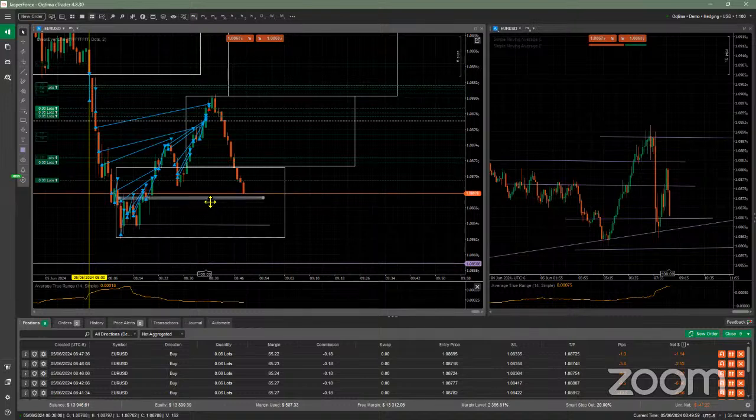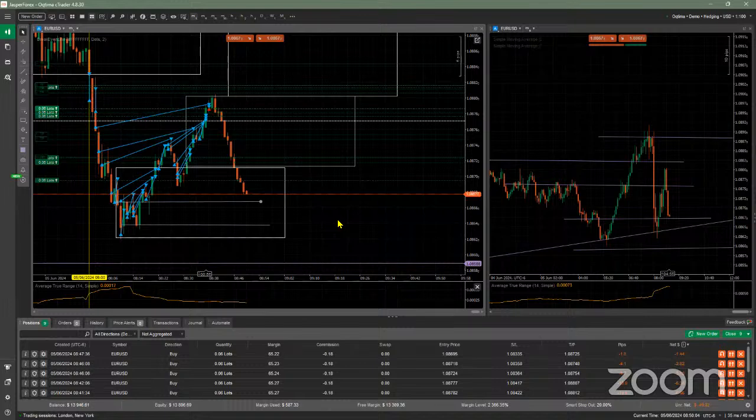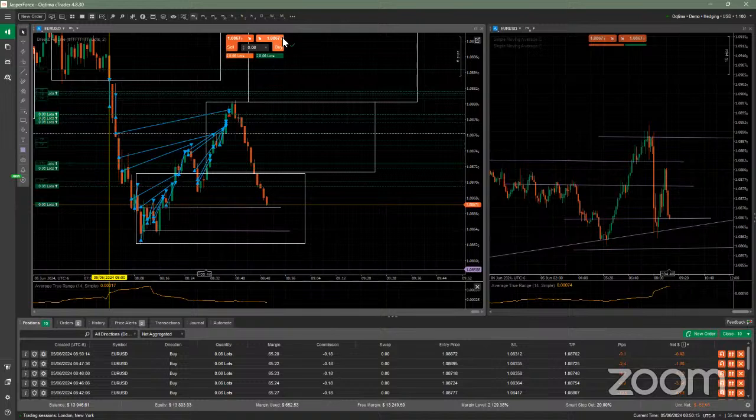This is where you want to take another trade if you can, right in that zone. Right there. Boom.